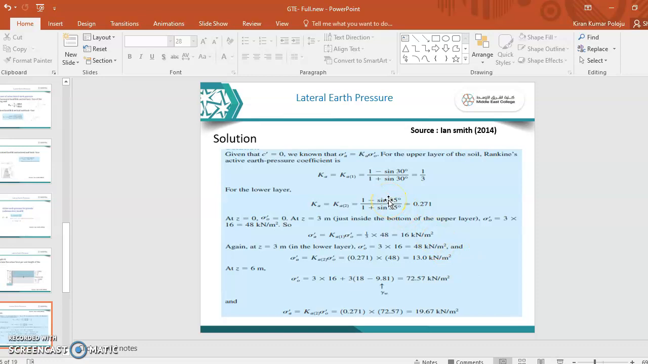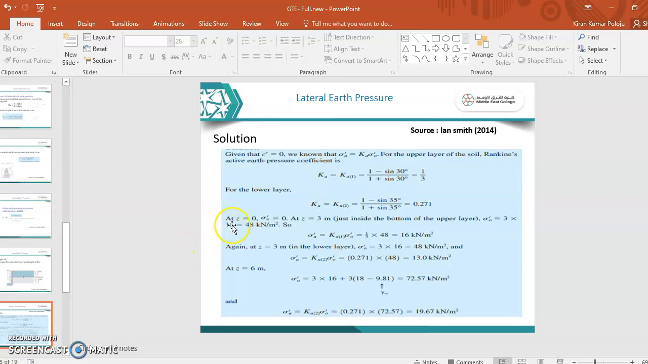So we have to use the formula K0 is equal to 1 minus sin phi divided by 1 plus sin phi. We are doing the first case for the upper layer, so 30 degrees, and in the lower layer 35 degrees, right? So use the formula and calculate the values. Now we have the value of K0 for the upper layer and lower layer.